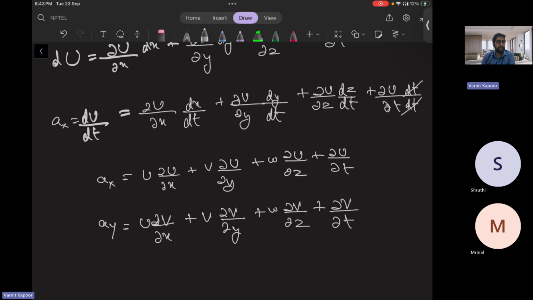Now how will you write it in the streamline form? Okay, now in the streamline form in Cartesian coordinates. So this is the scalar form in Cartesian.